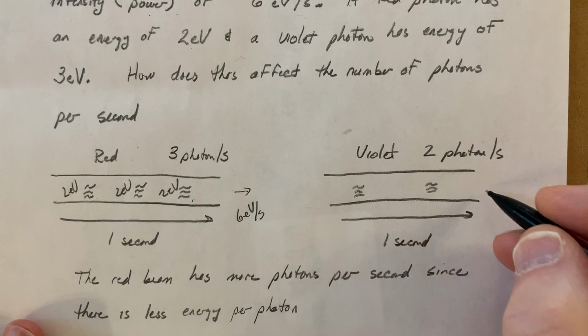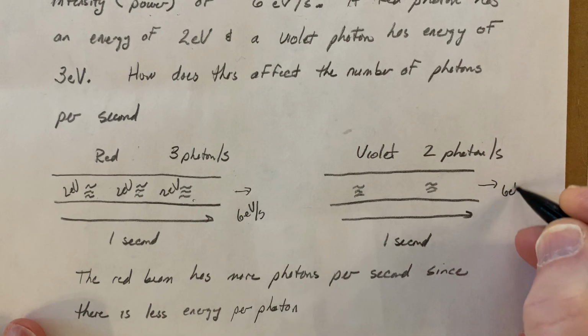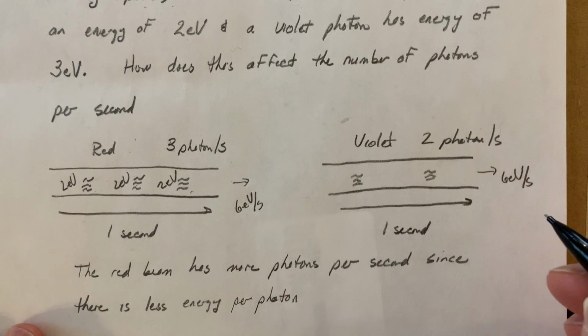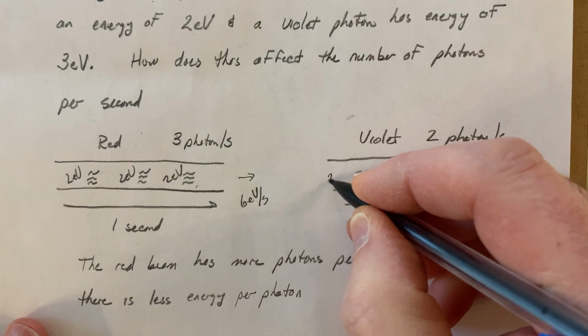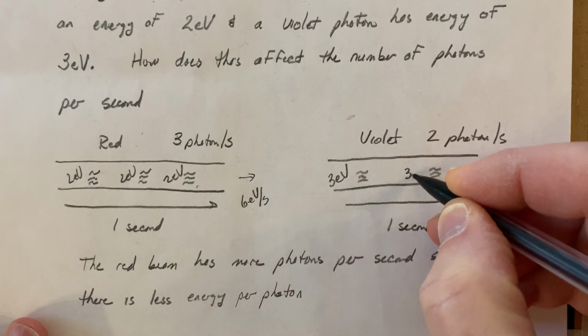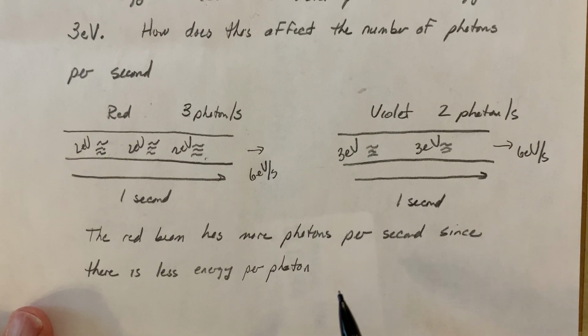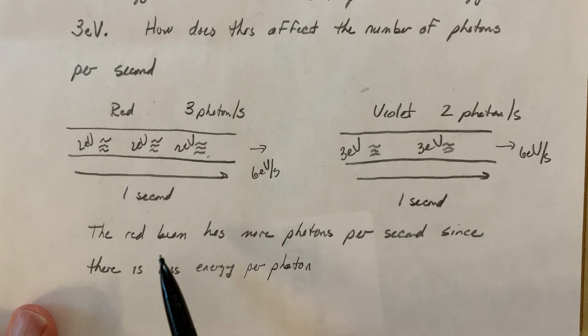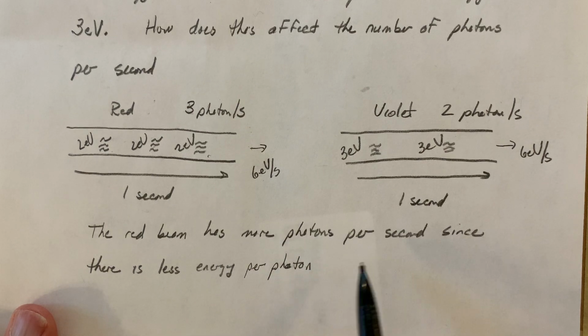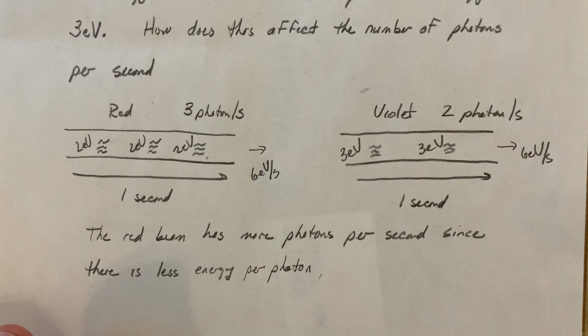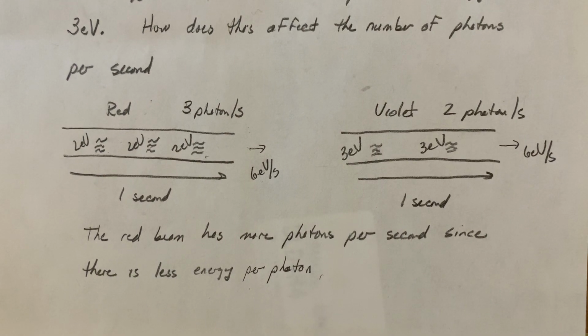However, if I've got violet, I've got the same intensity, 6 electron volts per second. However, now I've got 2 photons of 3 electron volts coming out of there. So, for the same power, the red beam has more photons per second since there's less energy per photon. Okay? One other quick thing that I did want to talk to you about, and that's on the graph.